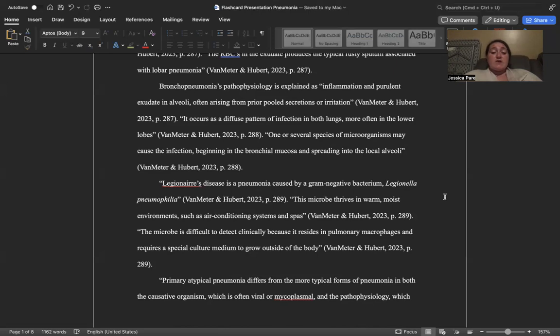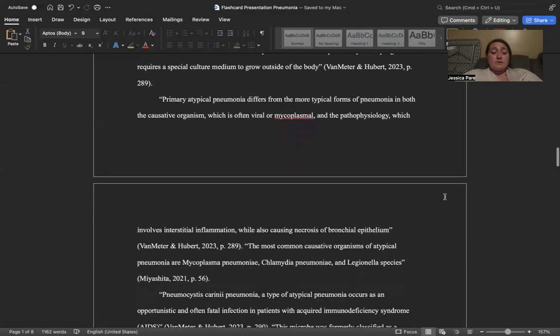The next type of pneumonia is called Legionnaire's disease. This is a pneumonia caused by a gram-negative bacterium, Legionella pneumophila. This microbe thrives in warm, moist environments, such as air conditioning systems and spas. The microbe is difficult to detect clinically because it resides in pulmonary macrophages and requires a special culture medium to grow outside of the body. This is a less common type of pneumonia.